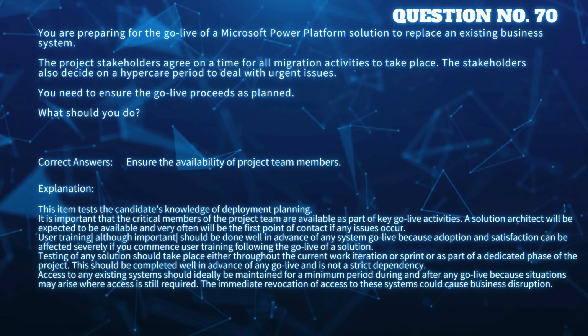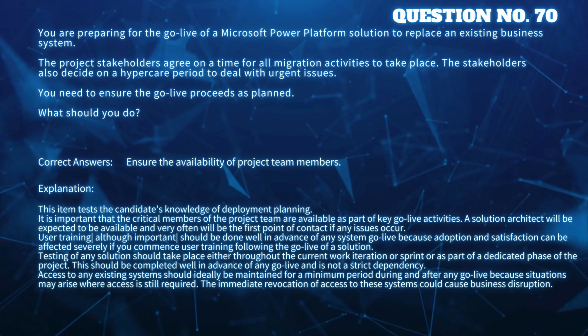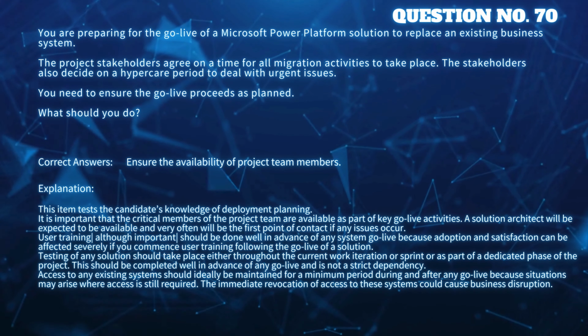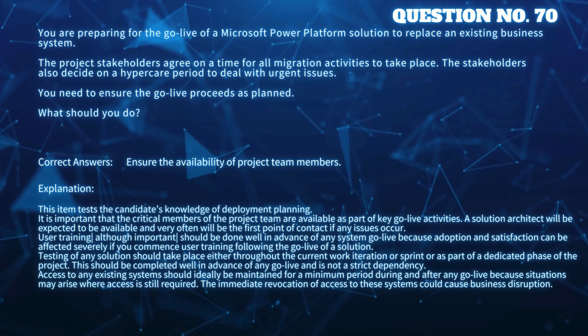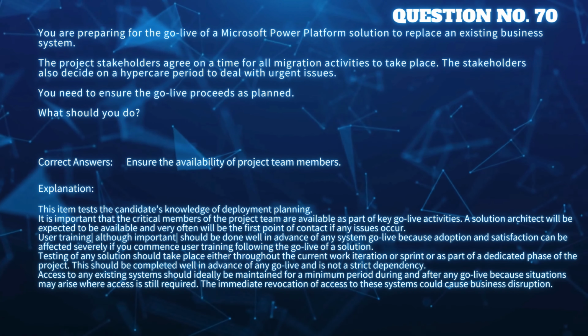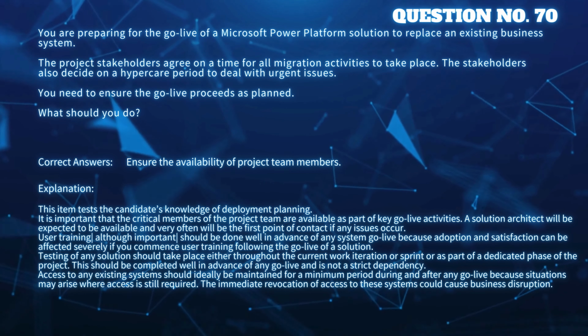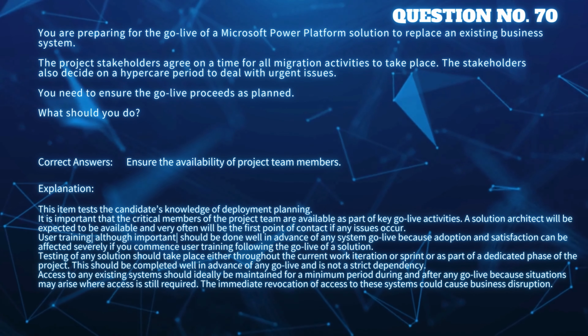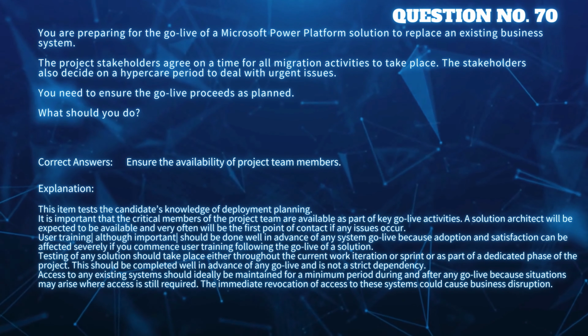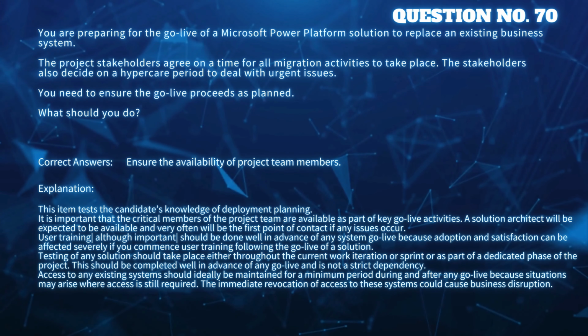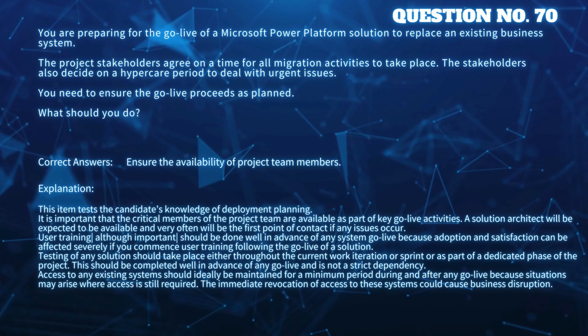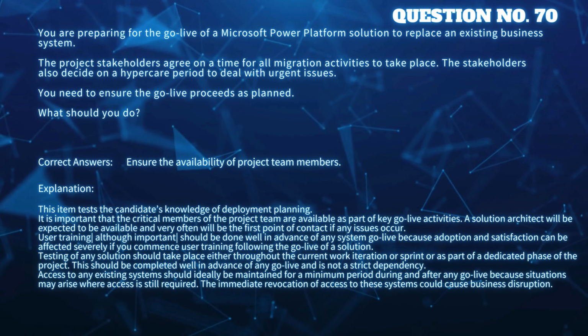It is important that the critical members of the project team are available as part of key go-live activities. A solution architect will be expected to be available and very often will be the first point of contact if any issues occur. User training, although important, should be done well in advance of any system go-live because adoption and satisfaction can be affected severely if you commence user training following the go-live of a solution.